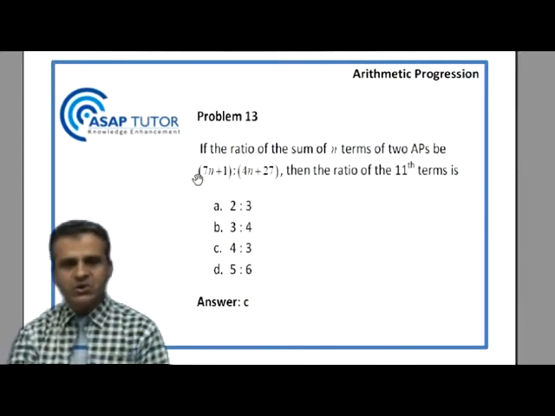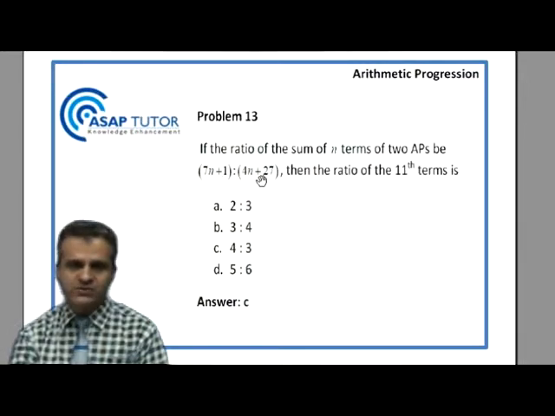Now the next is, if the ratio of the sum of n terms of two APs is 7n plus 1 is to 4n plus 27, we want to find the ratio of their 11th terms. Here we are getting the correct answer is 4:3. So if there are two APs and the ratio of their sum to n terms is 7n plus 1 is to 4n plus 27, we want to find the ratio of the 11th terms.